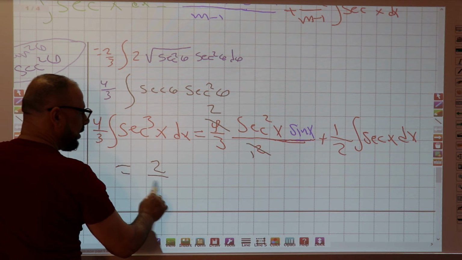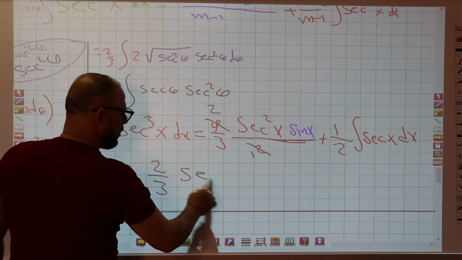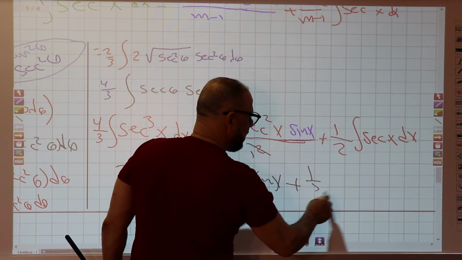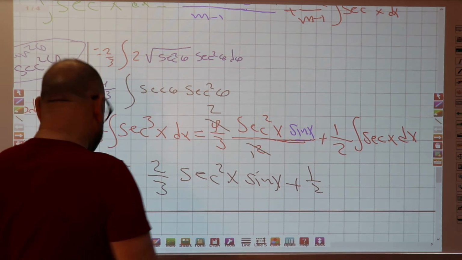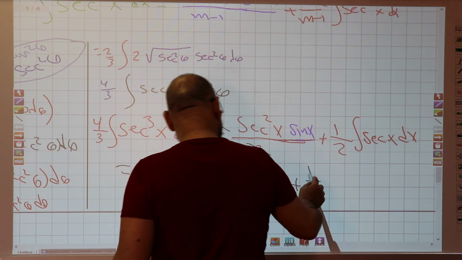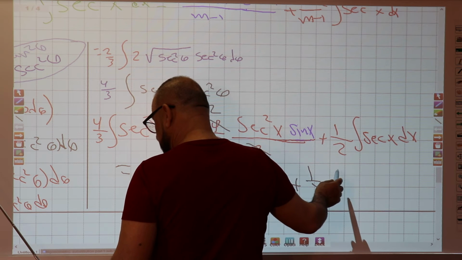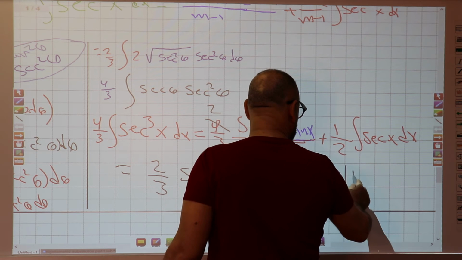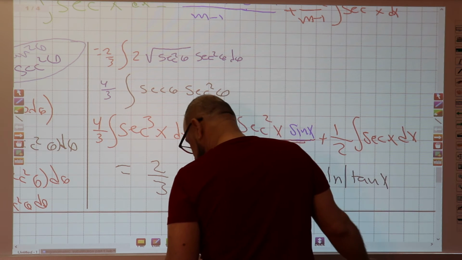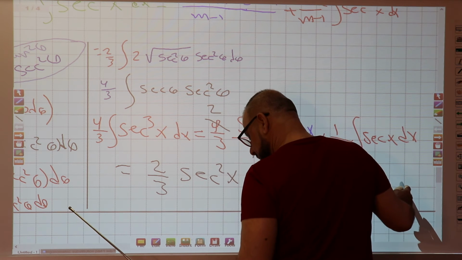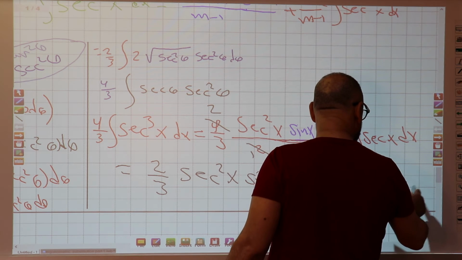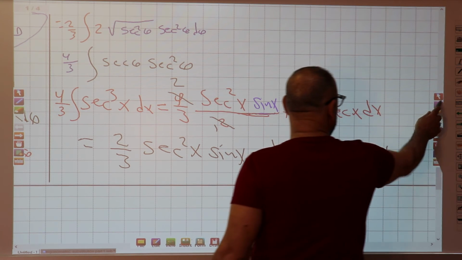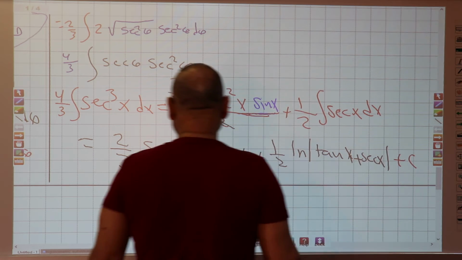2 over 3, right? Secant squared x sine x. I need you to focus on this problem. The integration of secant is ln |tan x + secant x|. Have absolute value in case we have a negative, plus c. Okay.